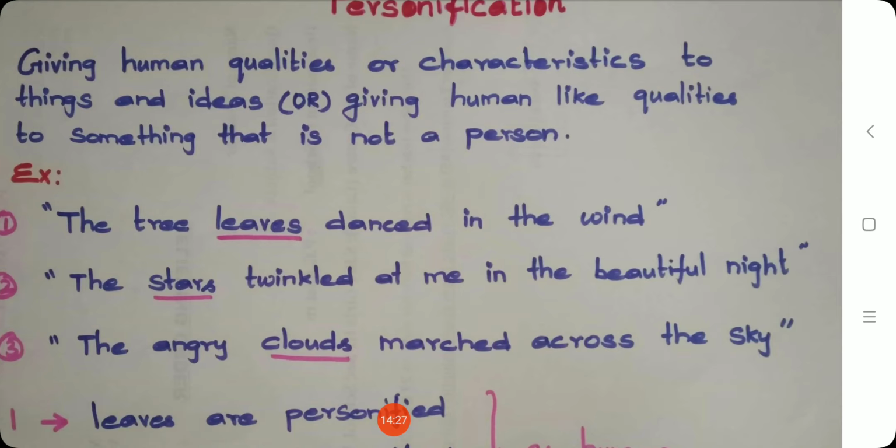Now relate the definition to this. Giving human qualities or characteristics to a non-living thing. Simply put, when a non-living thing is considered to have a human feeling, it is called personification. Here, human feeling is given to the things leaf, star and cloud. A leaf cannot dance, a star cannot twinkle by seeing the human being, clouds cannot get angry. Only human beings can do all these things.